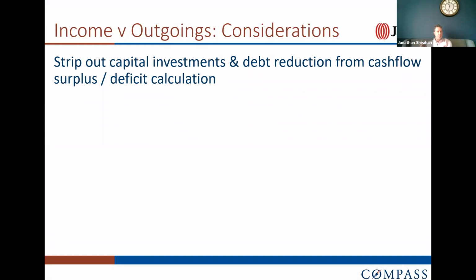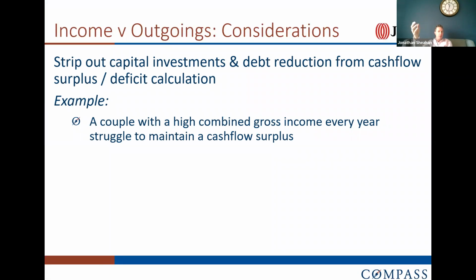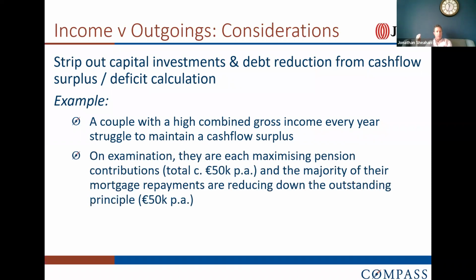I know I alluded to this earlier, but you could have a couple with a high combined gross income, but they're saying, God, I don't have a cash flow positive position because all the money seems to come in and it goes straight back out. They should firstly do the 50-20-30 rule.